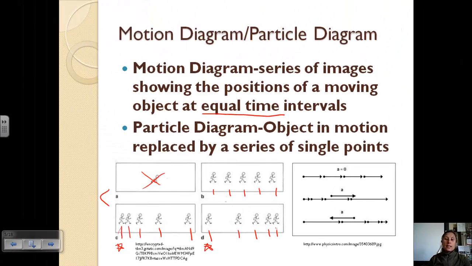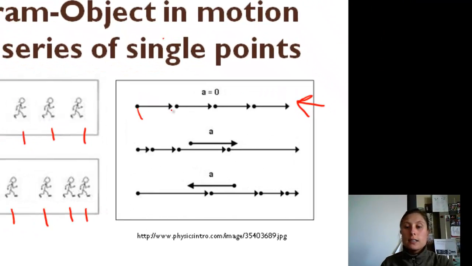The other type of diagram we can have is a particle diagram. This is showing the object, but instead of drawing little stick figure people or cars or whatever it is that's in motion, we're just going to use points. That's my type of diagram because stick figure is about all I can draw. Okay, so if we look at the top one, here we have constant speed. Our dots are occurring with equal distance, and then we've got equal time intervals.